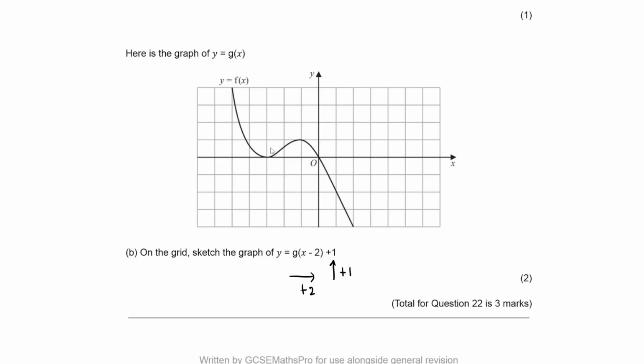I think because they're both translations, it's not too difficult to figure out. So just choose a couple of really good coordinate points that are quite obvious. So let's start with this one here. We've got 2 to the right, 1 up, so actually that would go to there. This one that was here would go 2 to the right, 1 up here. This one crosses through as well, so 2 to the right, 1 up here. This one, let's go with 2 to the right, 1 up here.